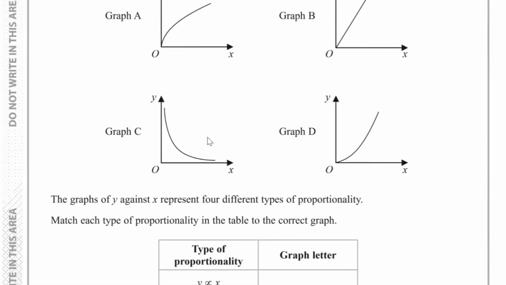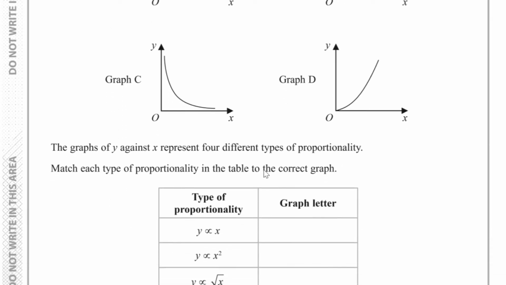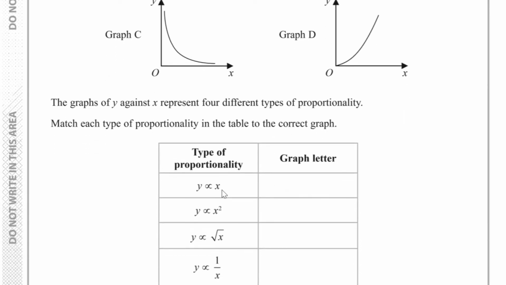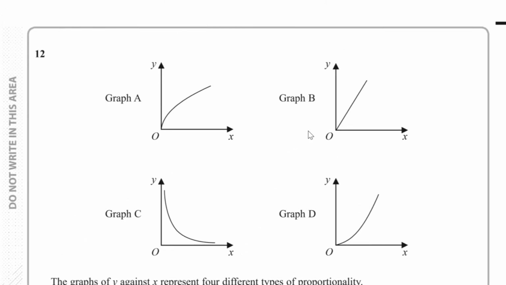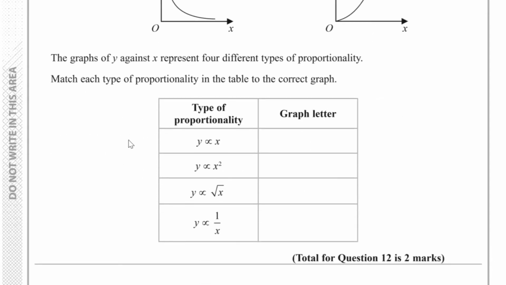Question number 12. The graphs of y against x represent 4 different types of proportionality. We have to match each type of proportionality in the table to the correct graph. Well, y being proportional to x, that's a straight line through the origin. In other words, what we could really plot here is y equals x, and that will be graph B.